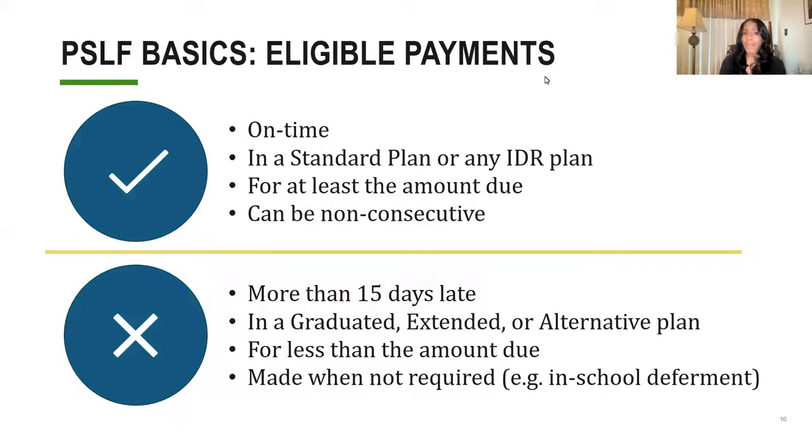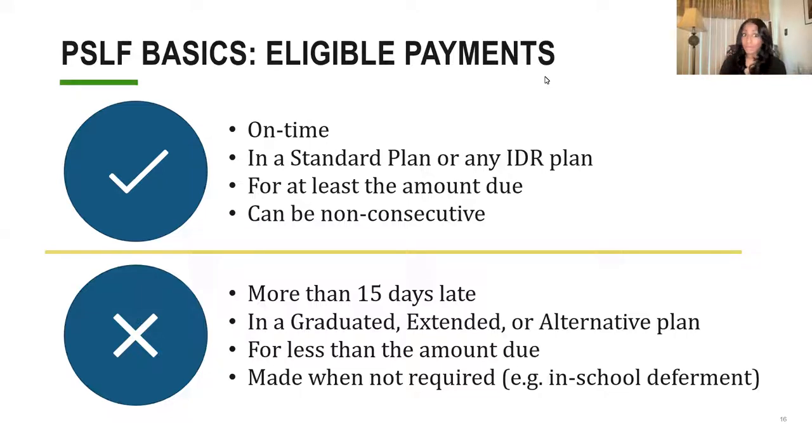So what counts as the right repayment, right? It has to be on time. It has to be on a standard plan or any income-driven repayment plan. You may hear me say IDR, IBR for income-driven repayment interchangeably. I just mean the plans that we have that are based on a borrower's income. The payment has to be for at least the amount due, and it can be non-consecutive. So you don't have to do 120 payments in a straight line in a row. It can take you exactly 10 years to get to 120.